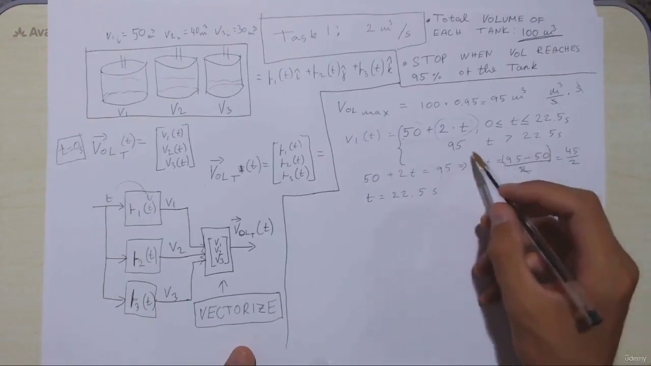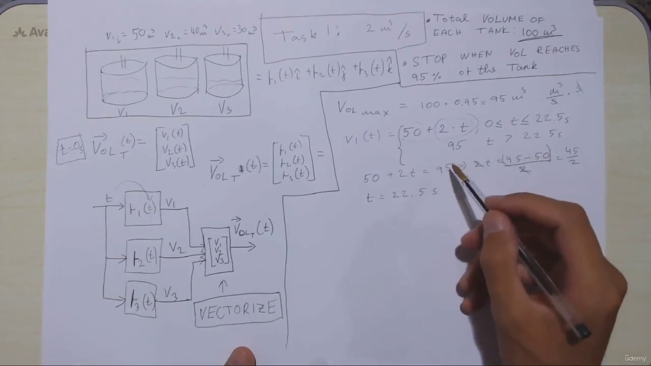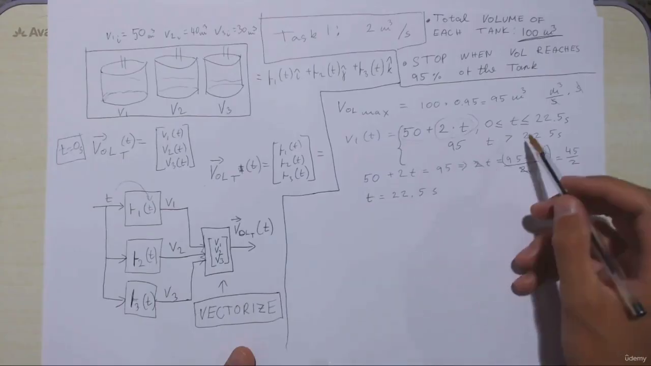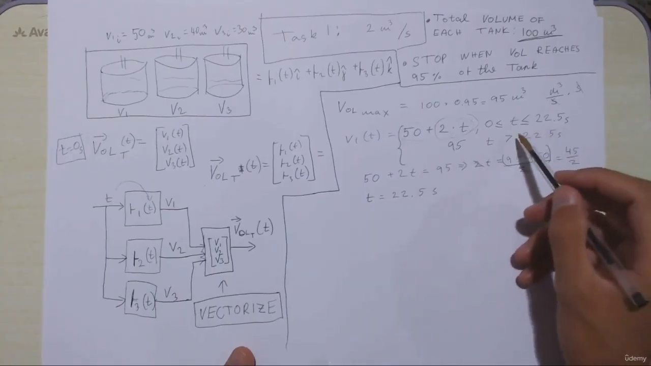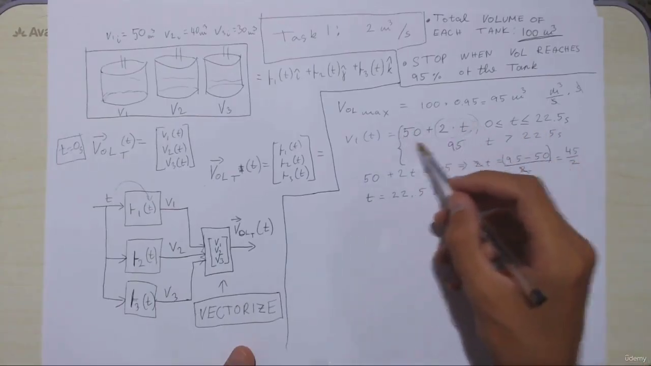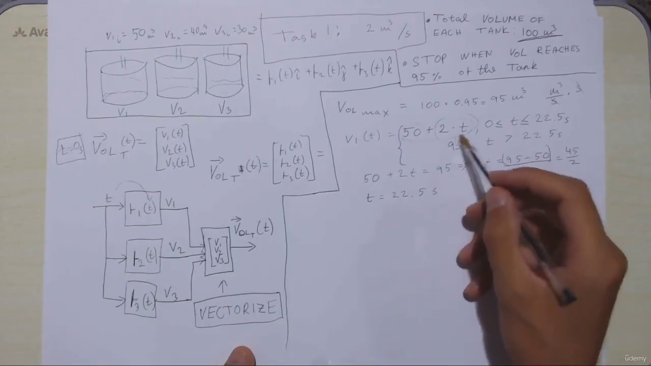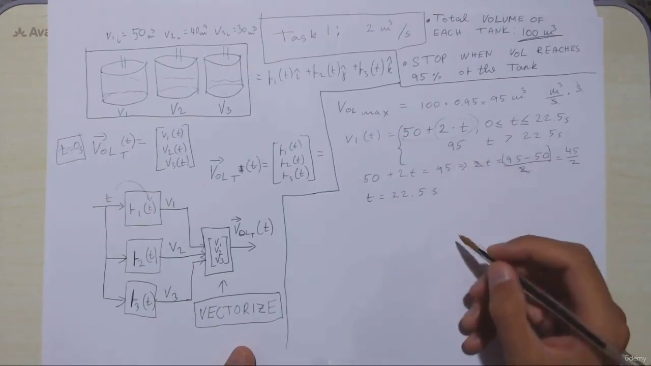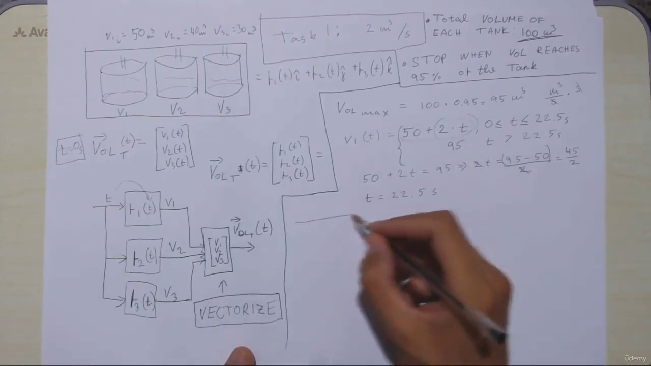All right, in the program you can write it with an if statement. If time is less than 22.5, then use this function. If it's bigger, then use this function. Okay, let's take the second tank now.